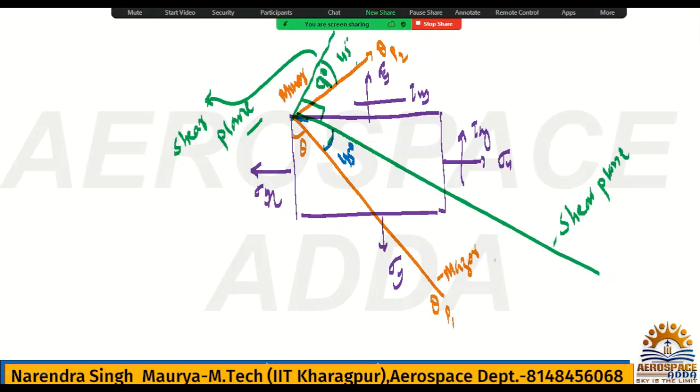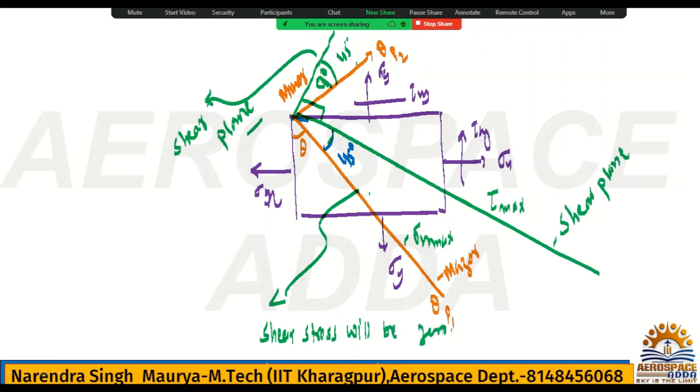At the shear plane, tau max will exist. At the principal plane, obviously sigma max will exist. At the same time, on the principal plane the shear stress will be 0. This is all about the principal plane and shear plane.